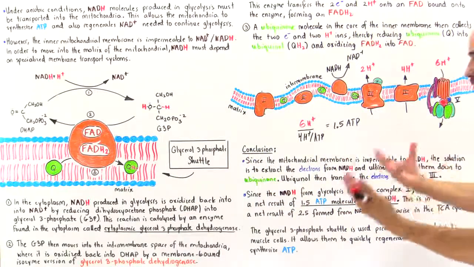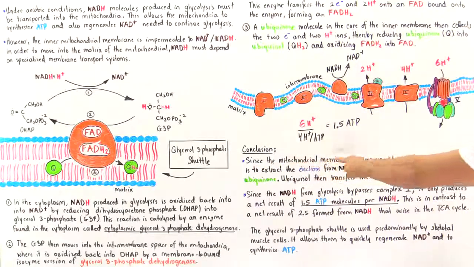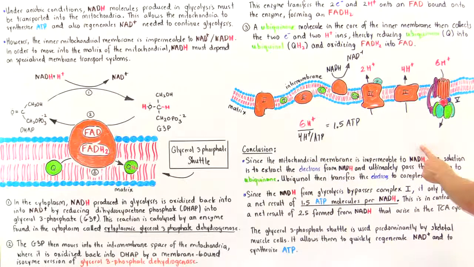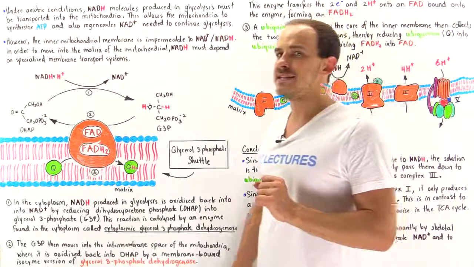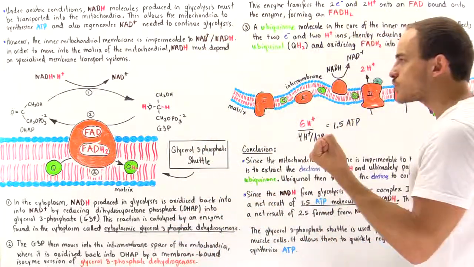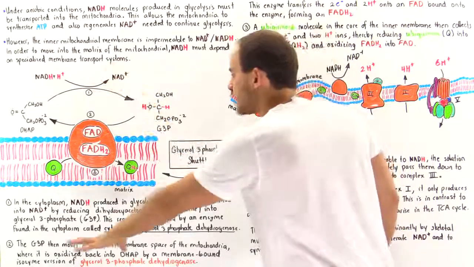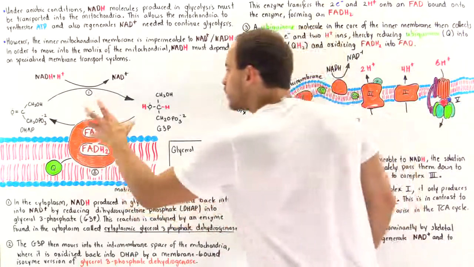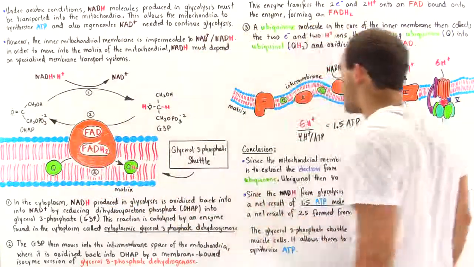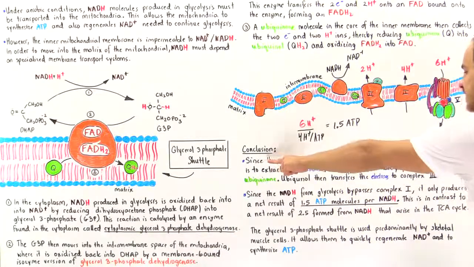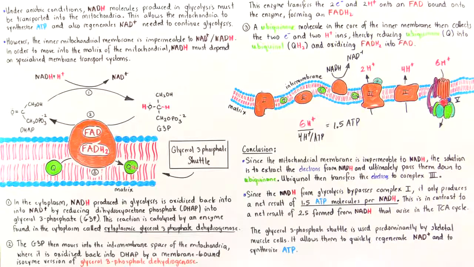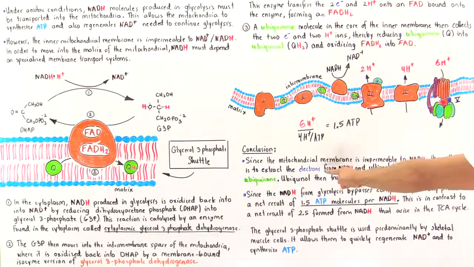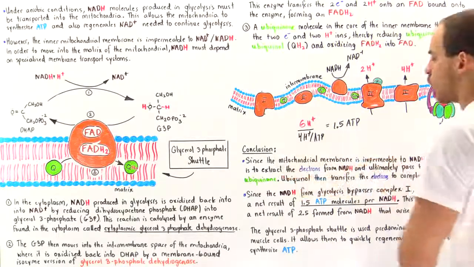So from this result, we can conclude the following. Since the mitochondrial membrane is impermeable to NADH, the solution to transporting the NADH is not actually moving the NADH, but rather transporting those electrons onto a different molecule, then moving that molecule across the outer membrane and using that molecule to move the electrons onto this enzyme, which then moves those electrons onto ubiquinone. So since the mitochondrial membrane is impermeable to NADH molecules, the solution is to extract the electrons from NADH produced in the glycolytic pathway and ultimately pass them down to ubiquinone to form ubiquinol.